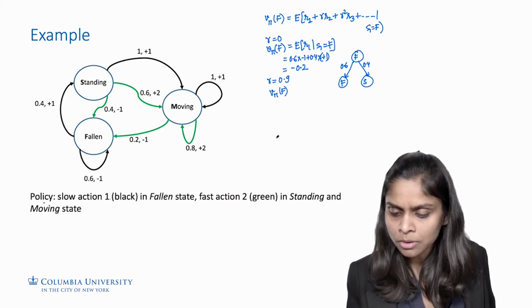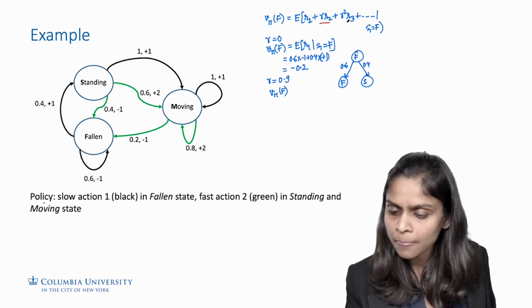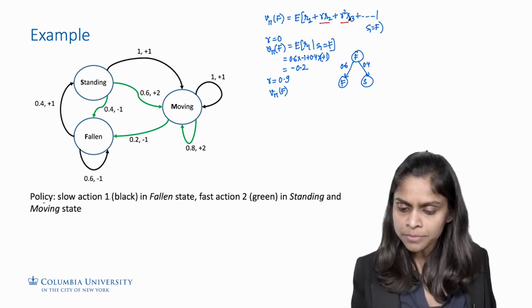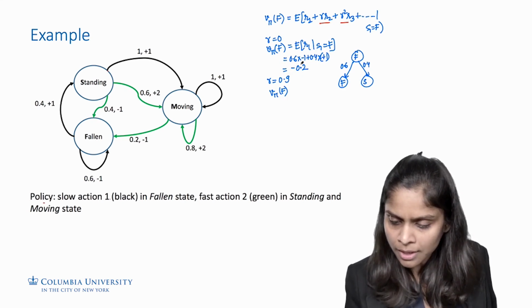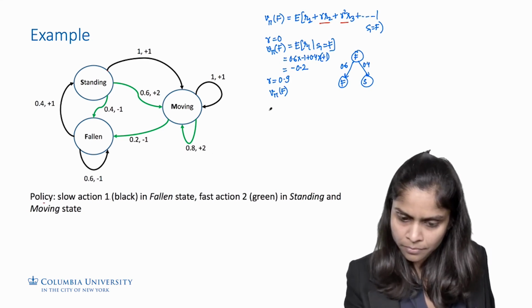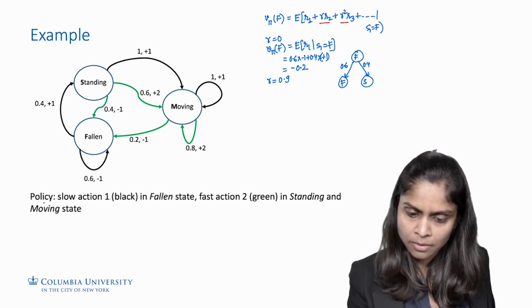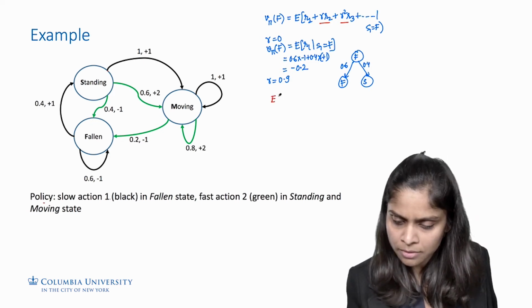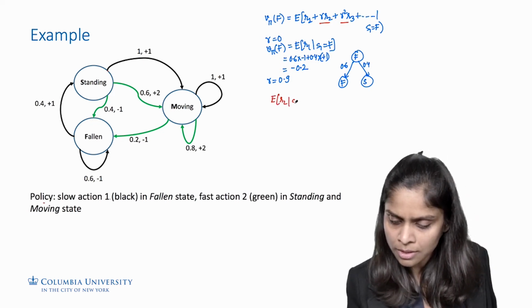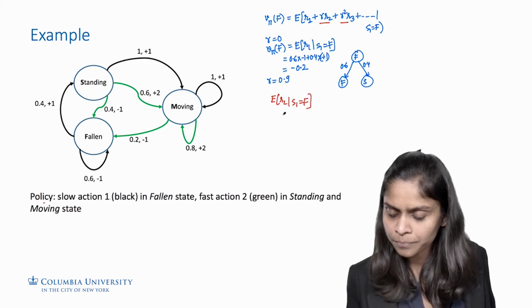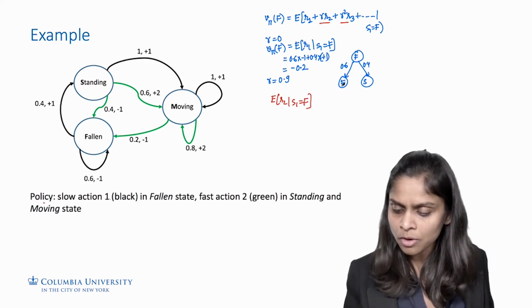Now we have to evaluate these other higher order terms. Let's look at the second stage reward, which is the expected value of R2 given S1 equals F. To evaluate the second stage reward, we have to now expand this tree further.